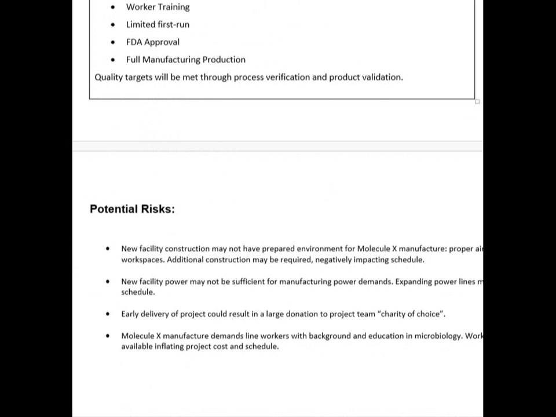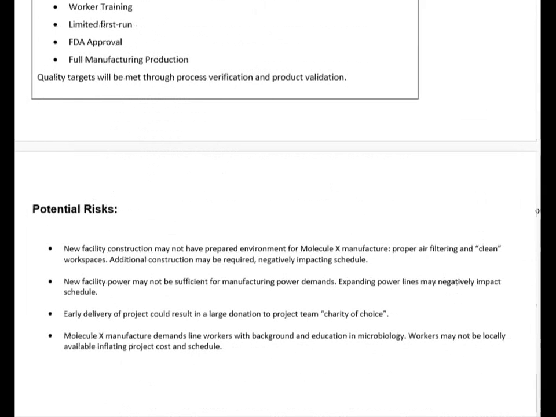Now, a little bit further on, we also talk about our product risks here. These are almost why we shouldn't do the project. But since this is a risk management and scheduling class, we're going to talk about our risks. New facility construction may not have prepared the environment properly. Facility power may not be sufficient to run the manufacturing stations. Early delivery could result in a large donation. Again, a positive risk there. That's a good thing that could happen. Risks are not necessarily always negative. And the manufacturer demands line workers with a background in education in microbiology.